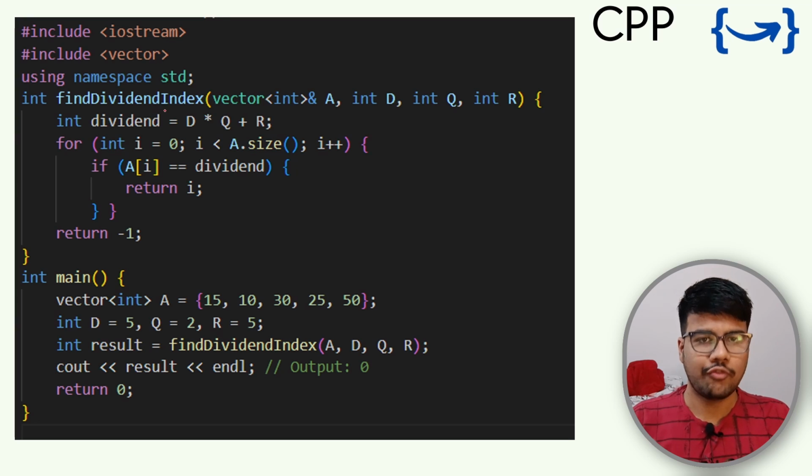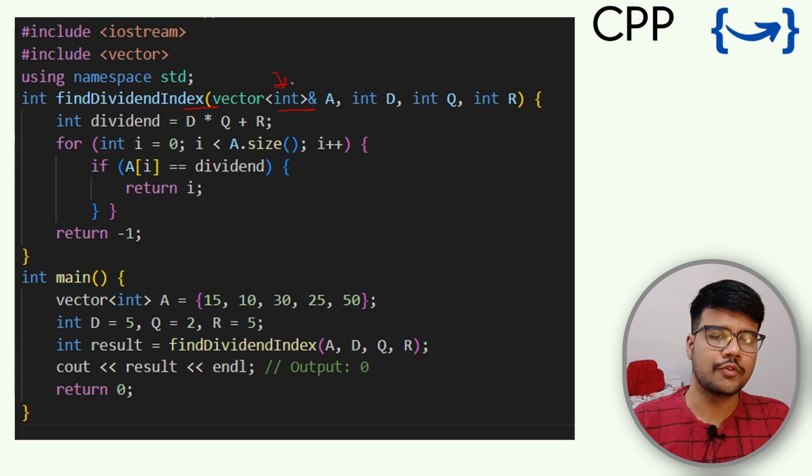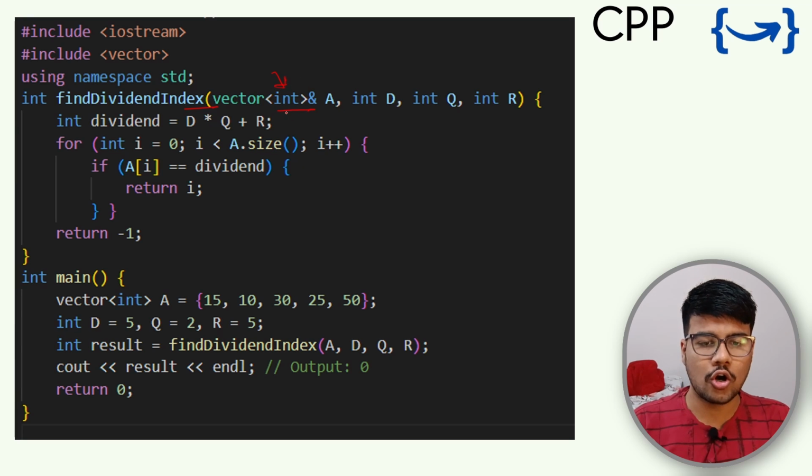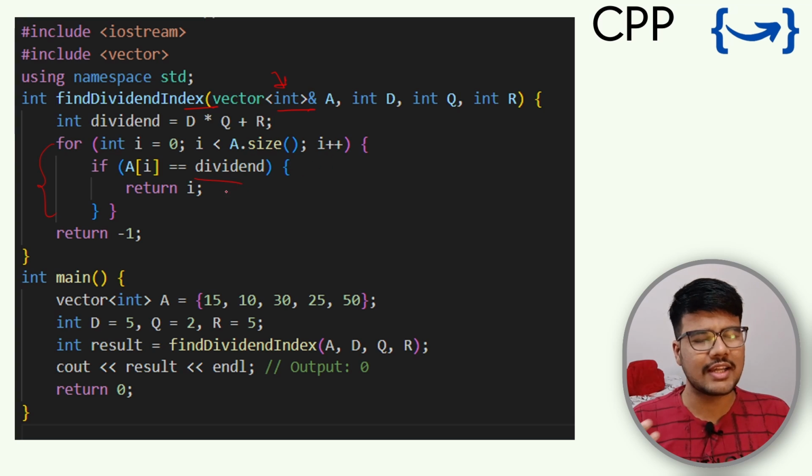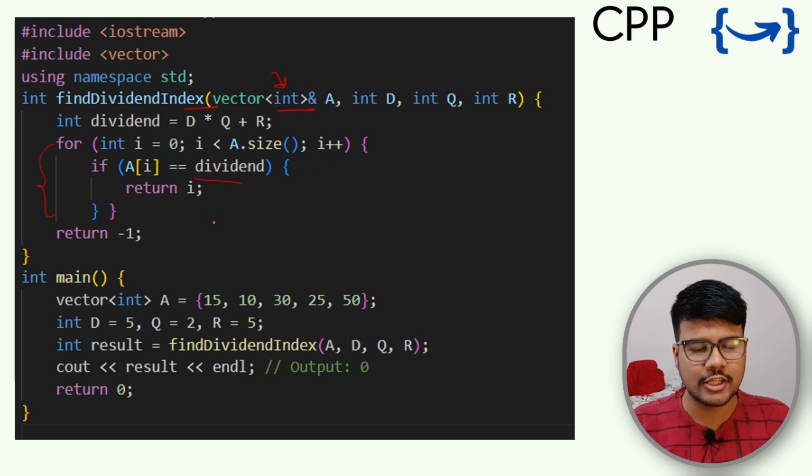Fantastic. So int find the dividend index, the vector has been initialized similar to Python. In that we don't need to initialize or let our function know the data type of the particular variable. It automatically detects. Now for int i equals 0, i is less than a.size, simple. If at any time I find that it is equivalent to dividend, then please return the particular index, or else return -1, which means you have not found it.